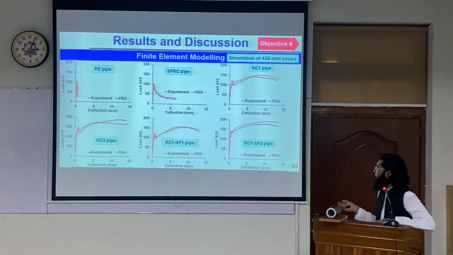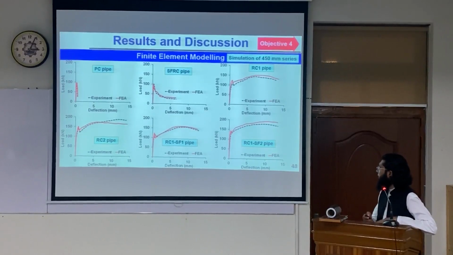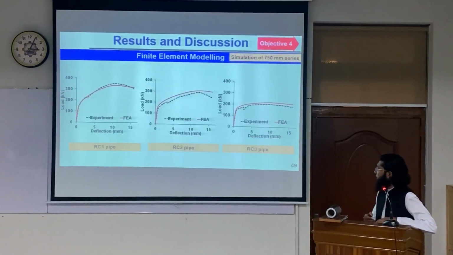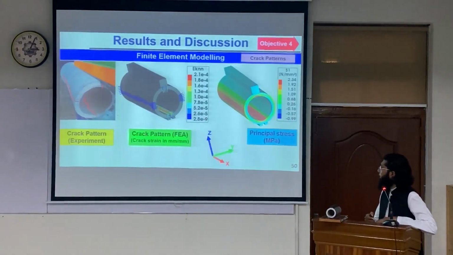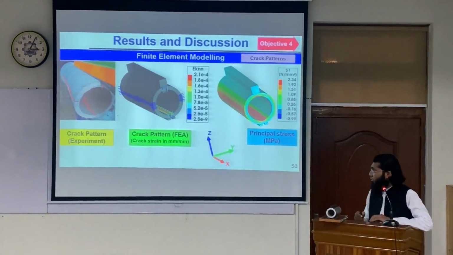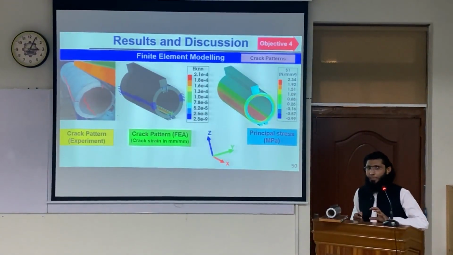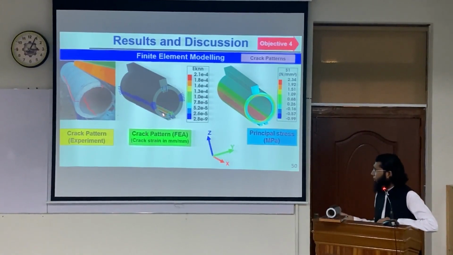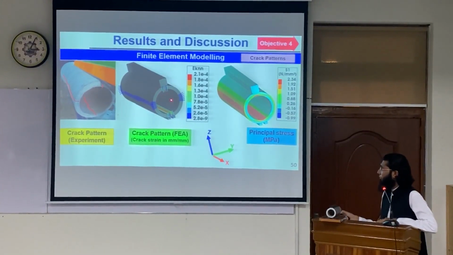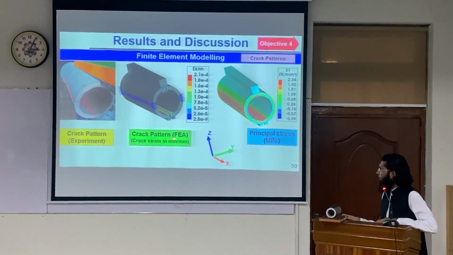Again, for 450 millimeter diameter pipes, the simulation was done, and this is for the 750 millimeter pipes. I will just show you that not only were the load deflection curves simulated, but also the crack pattern was simulated. This is a crack pattern experimentally observed, and this is a crack pattern from the finite element model. This is actually the crack strain that appears.